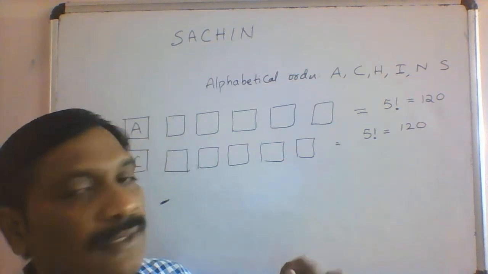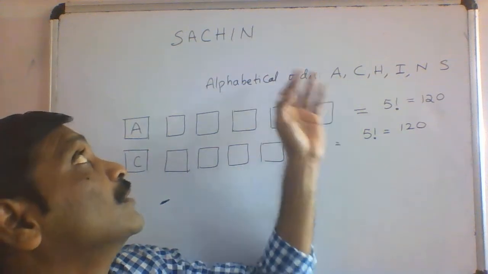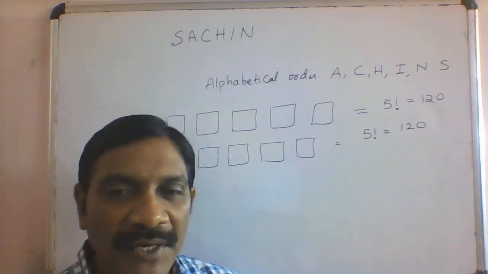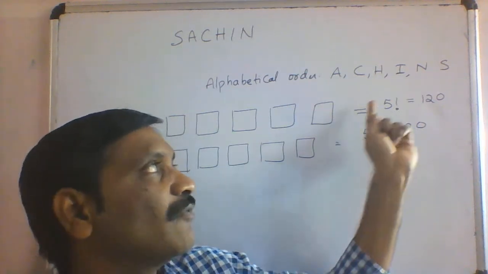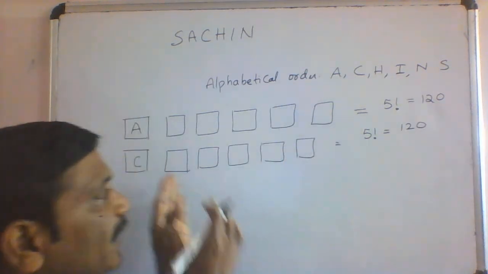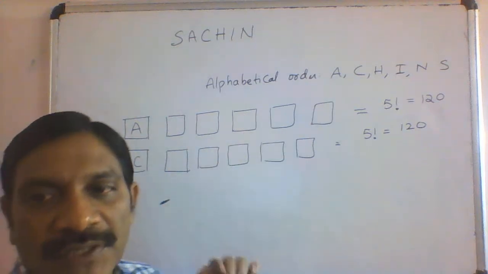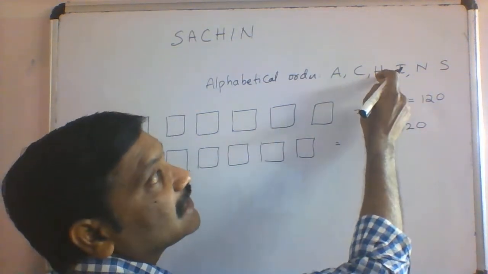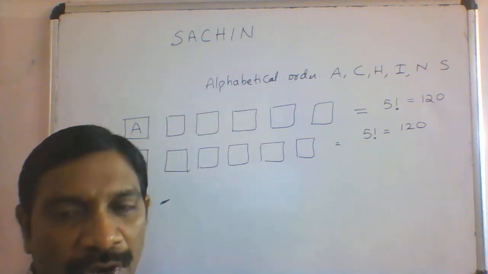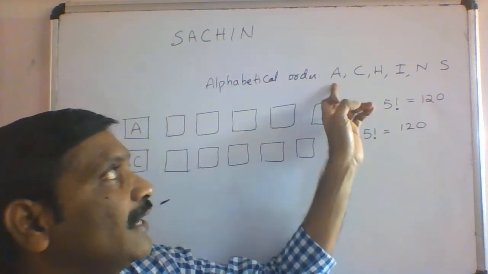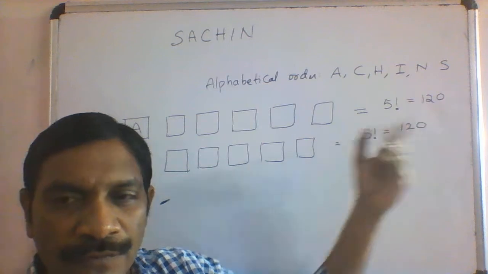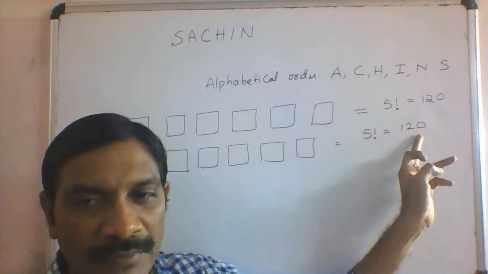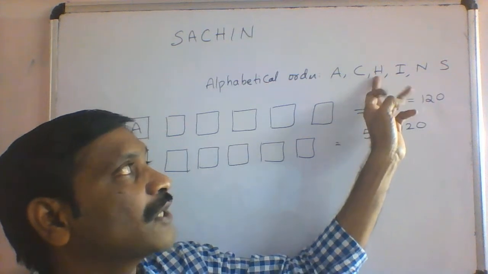We don't want words starting with C also. We want words starting with S. So until we reach S in alphabetical order, keep on writing like this, starting with alphabetical order. And the next letter is H. We finished all words starting with A, 120 came. We finished all words starting with C, again 120 came. Now all words starting with H.